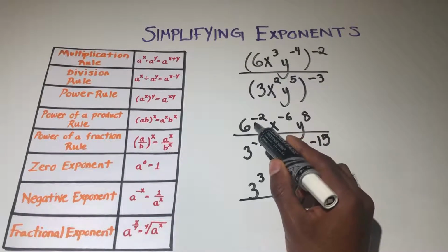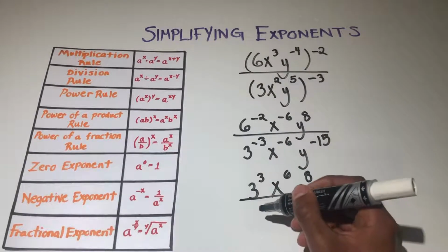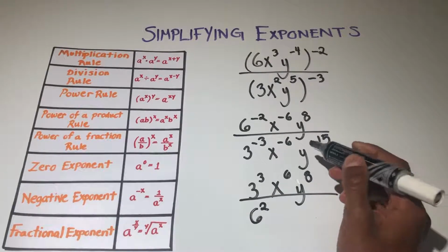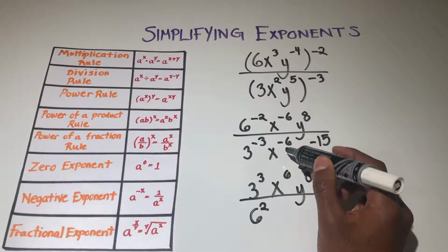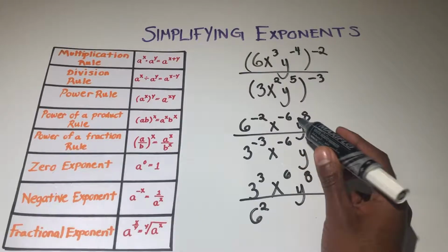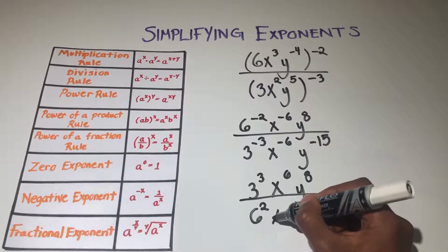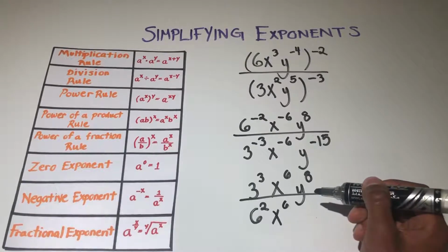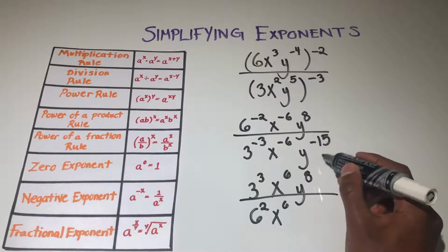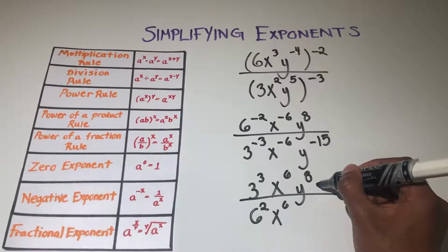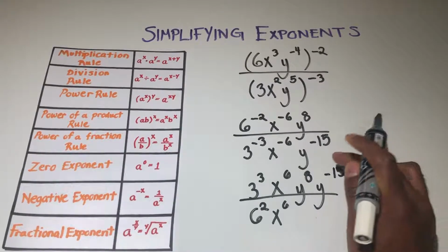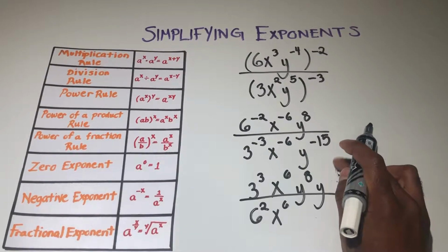Over, we have 6 to the power of -2 in the numerator. Bringing it down is going to give us 6 to the power of 2. Now we had x to the power of -6 in the numerator, and then we're going to move it down to the denominator. That's going to give us x to the power of 6. Now we have y to the power of -15. Moving it up is going to get rid of the negative sign in the power. That's just going to be y to the power of 15.